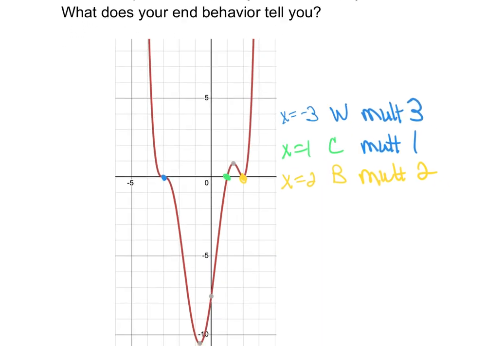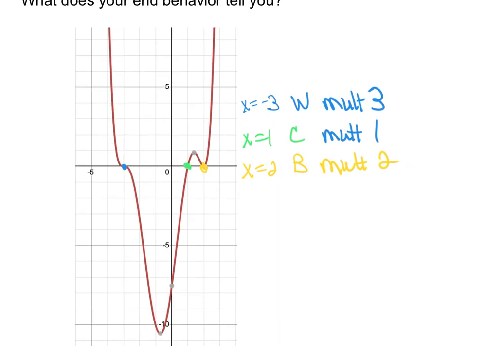Okay, so what is that going to look like? We would have y equals, because it's an equation. And to have a 0 at -3, remember we set each of those equal to 0 to figure out where it crosses or bounces or wiggles, which means we would have x plus 3. That's how we would get that -3. And it has to have a multiplicity of 3 because it wiggles.